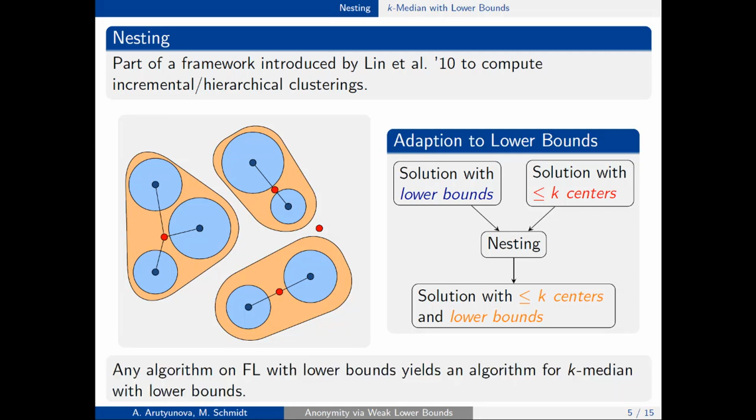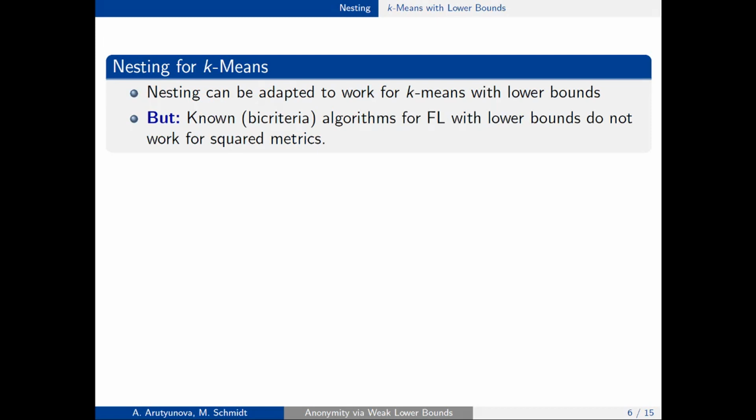So we see that any algorithm for facility location with lower bounds also yields an algorithm for k-median with lower bounds. The cost of the combined clustering can be upper bounded for k-median by 2 times the cost of a lower bound solution plus once the cost of the k-median solution. The nesting itself also works for k-means, but we are simply missing an algorithm which can compute a solution with lower bounds and arbitrarily many centers on squared metrics.